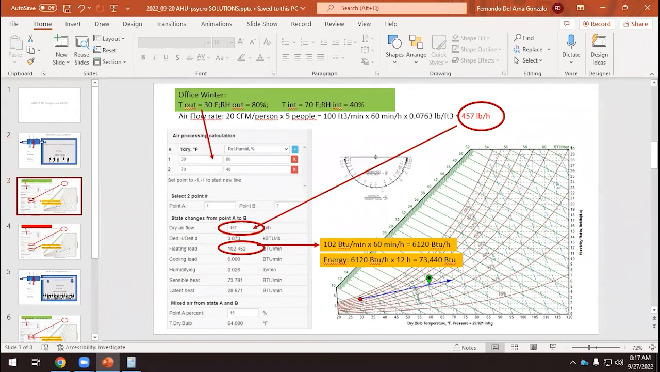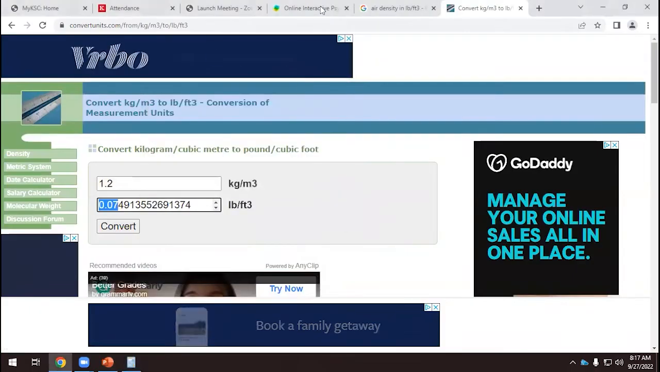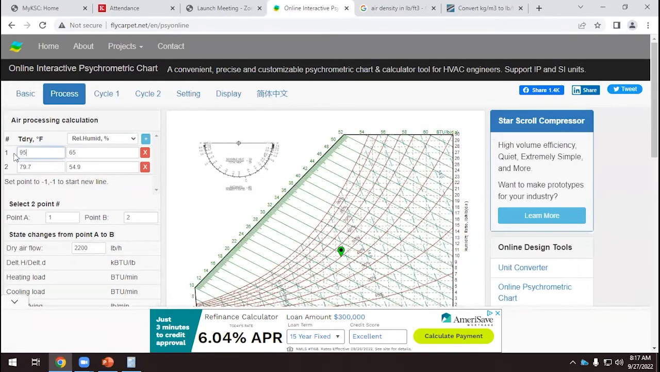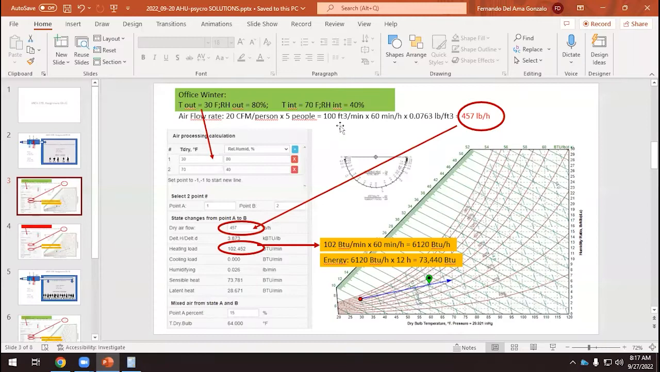But if this is not 0.07 but 0.7, now this would be 4,000, not 400, and then we are making a huge mistake. If we are here in the process, the first condition is 30 and relative humidity 80. This is 70 and 40.